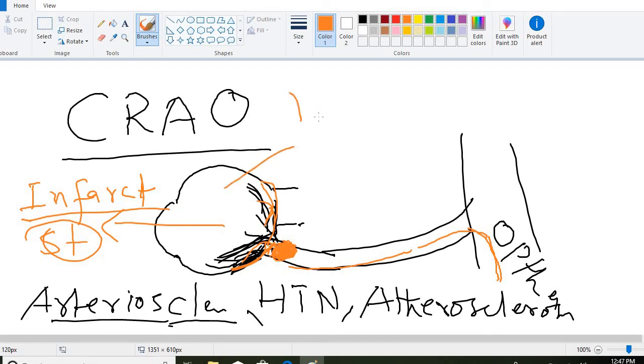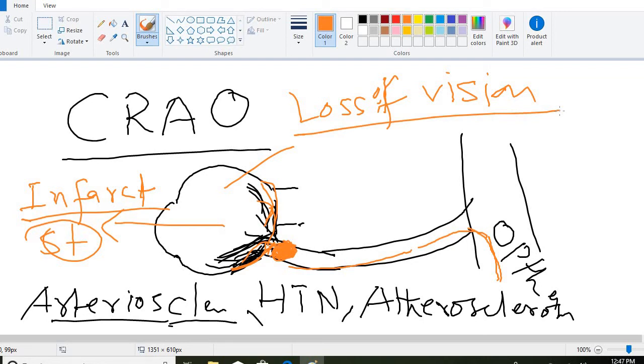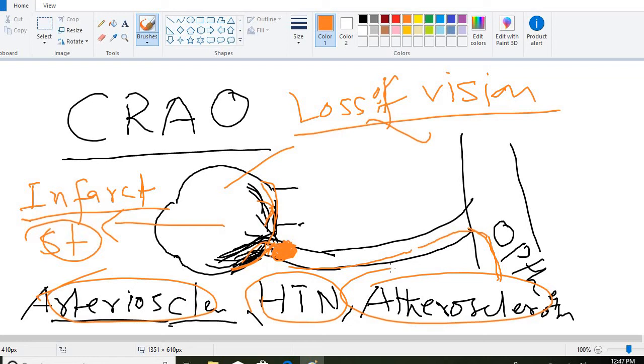The patient will complain that he has sudden loss of vision. He cannot see things. So the risk factors are hypertension, arteriosclerosis, atherosclerosis, and an embolus comes from the ophthalmic artery into the central retinal artery, and it causes sudden loss of vision, infarction, and peripheral vision is lost, but central vision may continue because central capillaries are supplying the central area, so central vision may be normal.